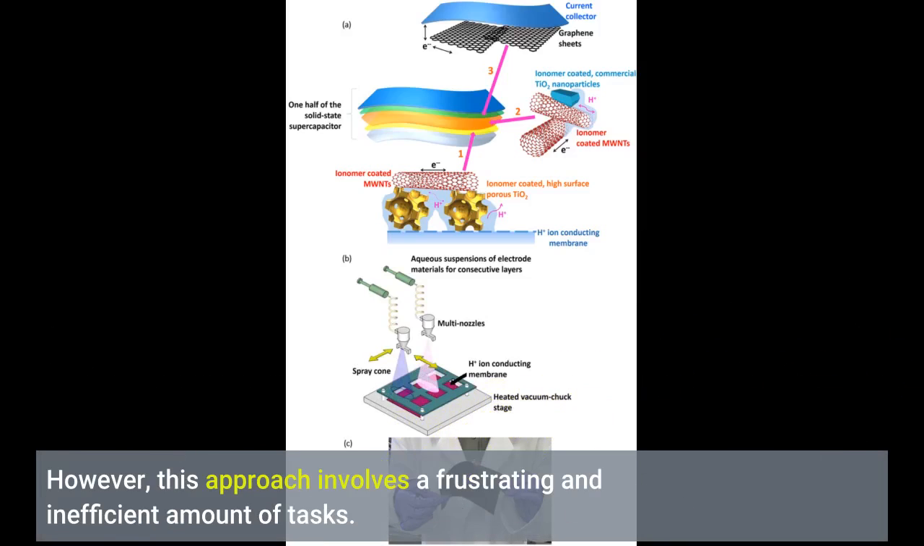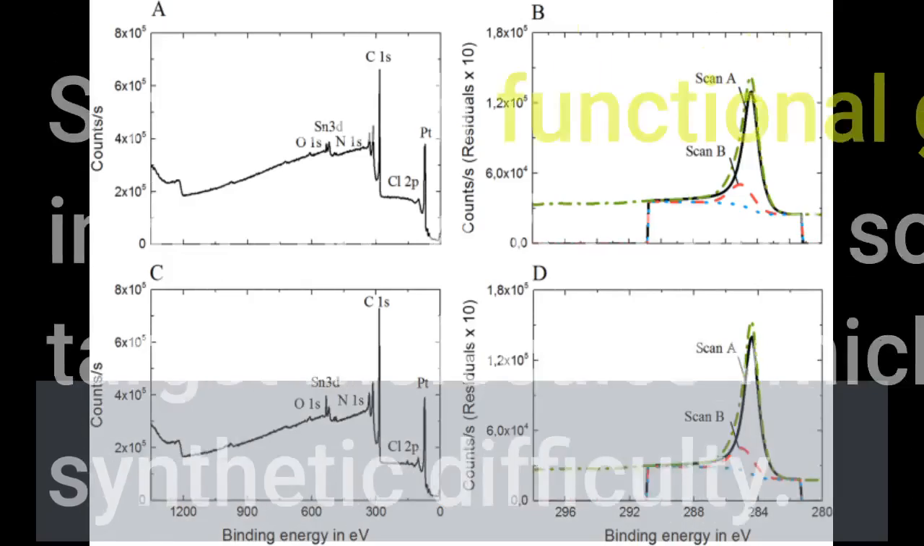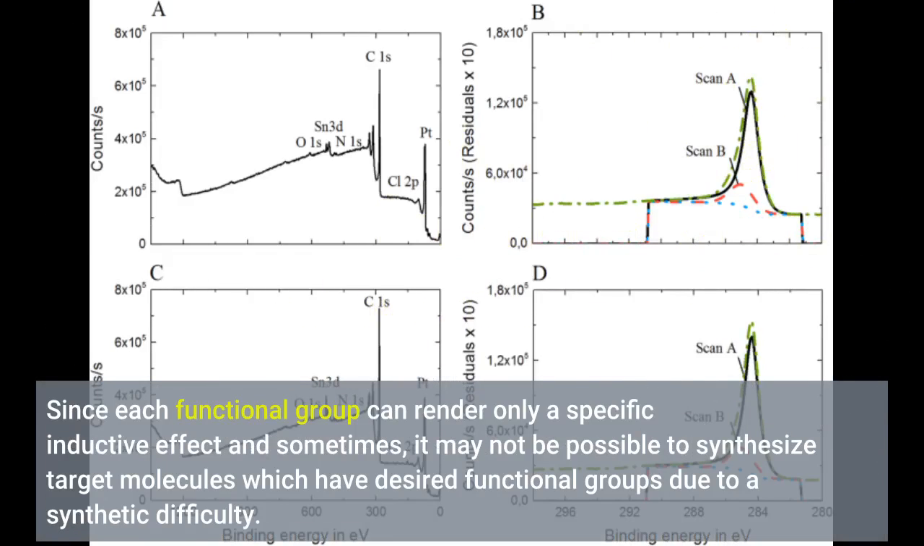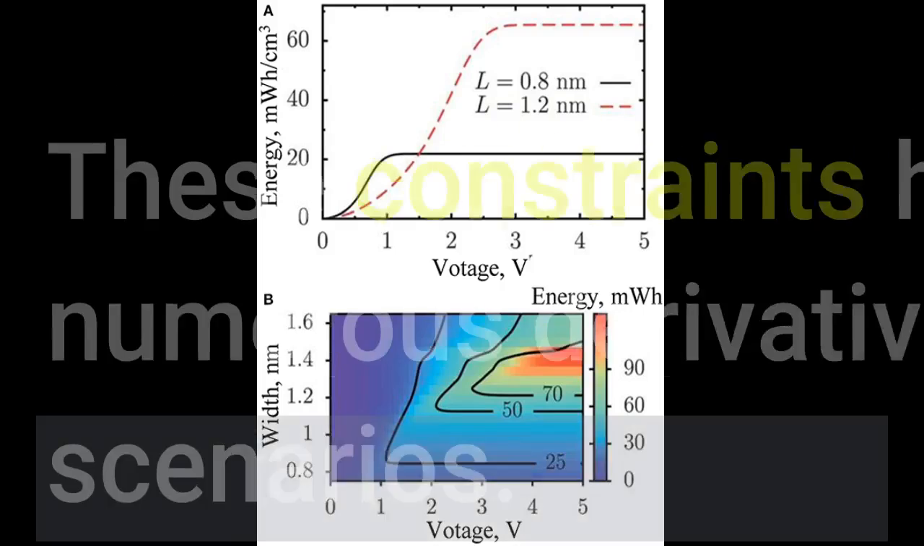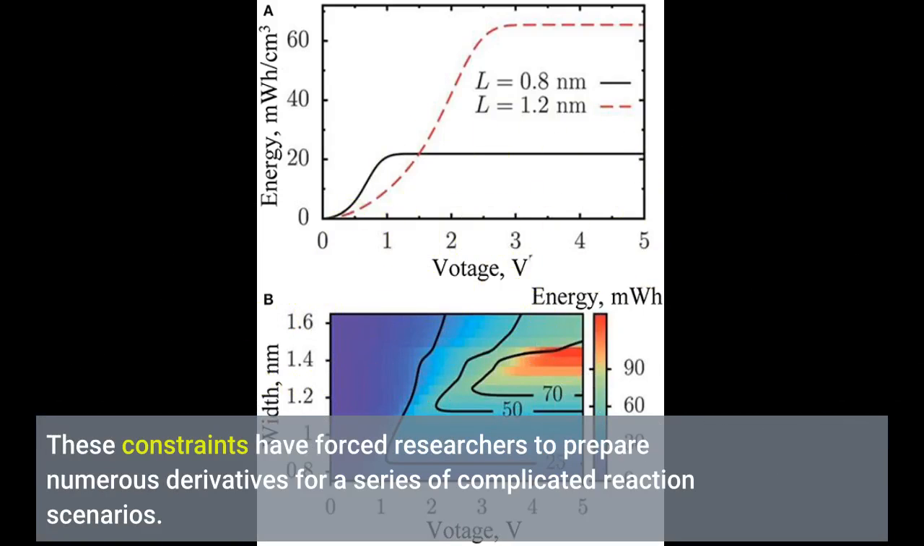However, this approach involves a frustrating and inefficient amount of tasks. Since each functional group can render only a specific inductive effect and sometimes, it may not be possible to synthesize target molecules which have desired functional groups due to a synthetic difficulty. These constraints have forced researchers to prepare numerous derivatives for a series of complicated reaction scenarios.